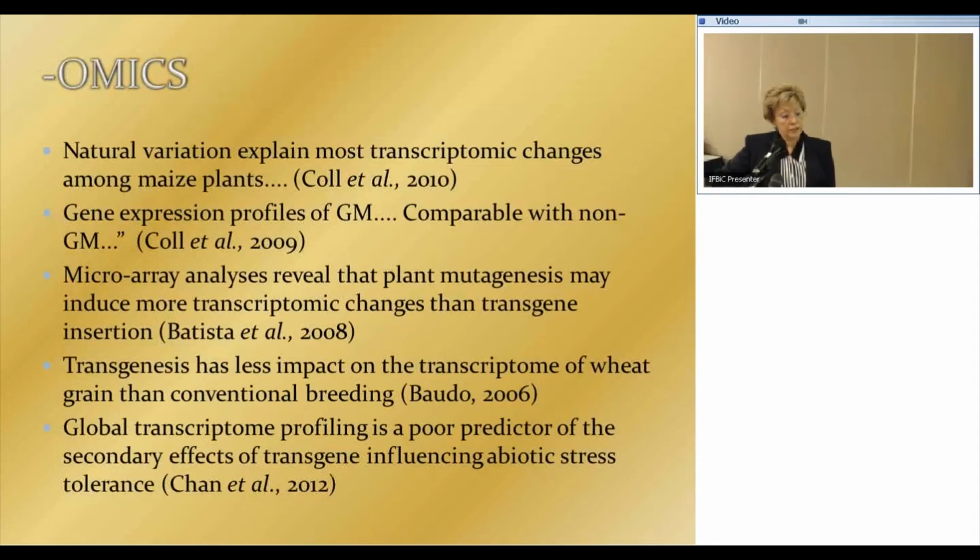The natural variation explains most transcriptomic changes among maize. Gene expression profiles are comparable with non-GM. Microarray analysis revealed that plant mutagenesis may induce more transcriptomic changes than transgene insertion. Transgenesis has less impact on the transcriptome of wheat grain than conventional breeding. And then these techniques are not really perfect. They are non-targeted techniques, gathering a lot of information, and now you've got to sort it out and try to interpret it.